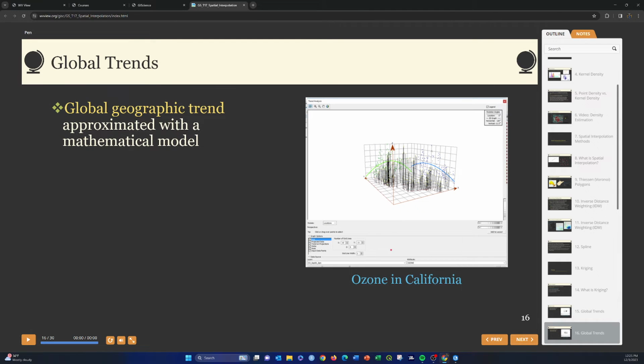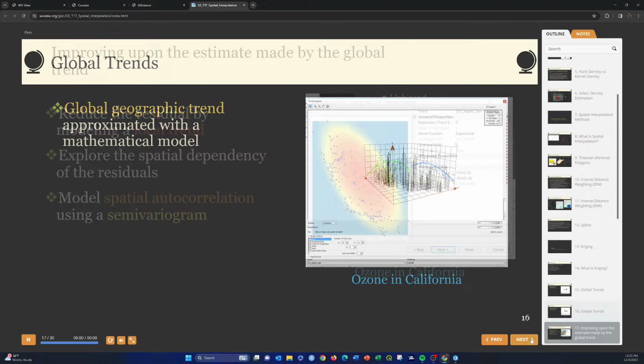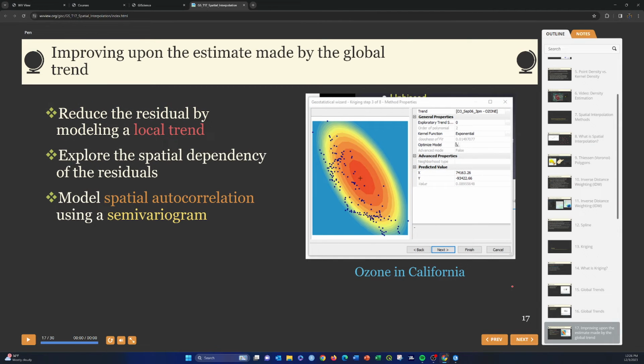In contrast, this is ozone in California. You can see it increases in the middle of the data set and decreases towards the margins. Okay, so that's the first stage, to fit this global trend. This is showing ozone measurements in California. I fit this using a polynomial. It increases towards the middle and tapers towards the margins in two different directions, and has a bit of a directionality to it.